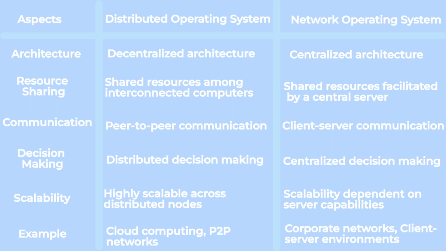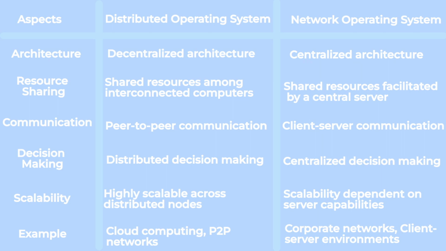Communication in distributed operating systems is typically peer-to-peer, allowing for direct interaction between nodes. In contrast, network operating systems utilize a client-server model, where clients request services or resources from a central server.